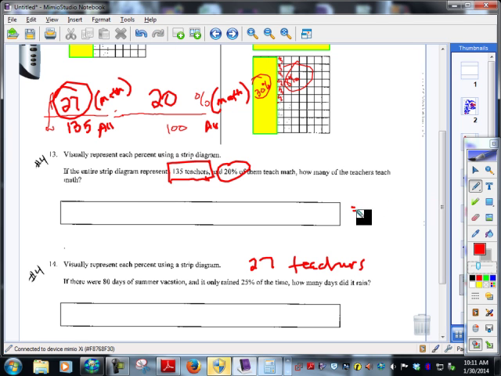So the first thing I'm going to ask you is, what does this whole strip represent? Mackenzie? Yes, 100%. And what else does it represent? It always represents a percent, but it always represents another thing, an actual amount. Yes, 135 teachers, because it says the whole strip represents 135 teachers. Now, because it says 20%, how do you guys think I should cut this strip diagram up? Haley? 5 sections of 20%. You got it. You guys understand that?